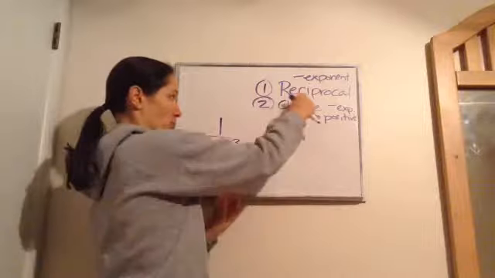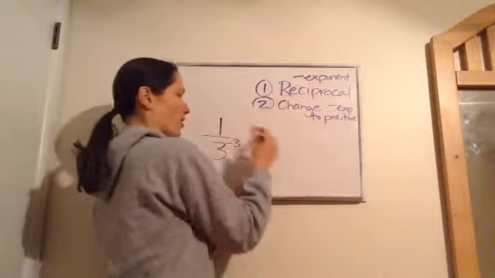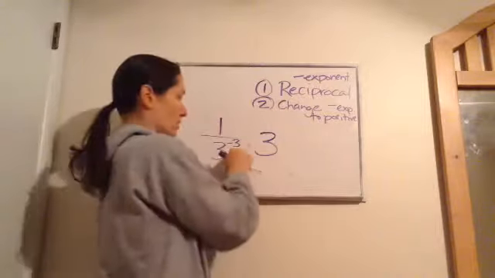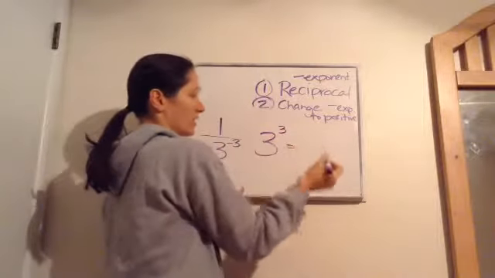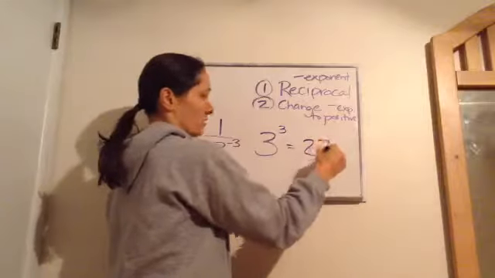Do the reciprocal first. So 1/3 would change to just 3 to the 3rd power, positive. And then the negative 3 will become positive 3. And then 3 times 3 times 3 is 27. So the final answer will be 27.